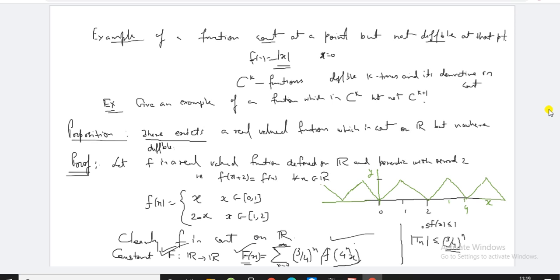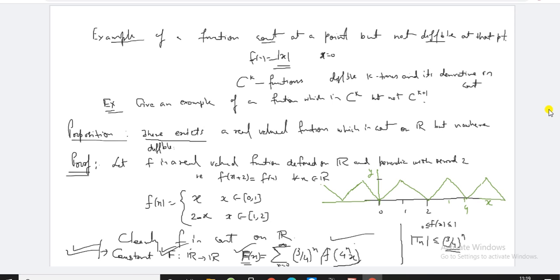So now this is our main function. Just to inform you that this is our main function, and you can see that because of the uniform convergence of this infinite series, this limit function is actually continuous on the whole real line. And now we shall prove that this function is nowhere differentiable.